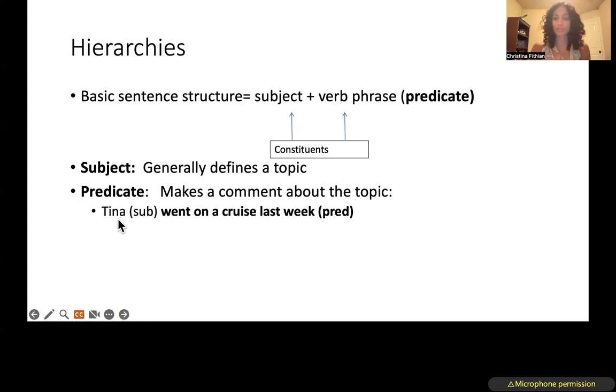The example sentence that we saw in class was: Tina went on a cruise last week. Tina is the subject, a noun phrase subject. And what we are saying about Tina is that she went on a cruise last week. So "went on a cruise last week" is the verb phrase predicate.